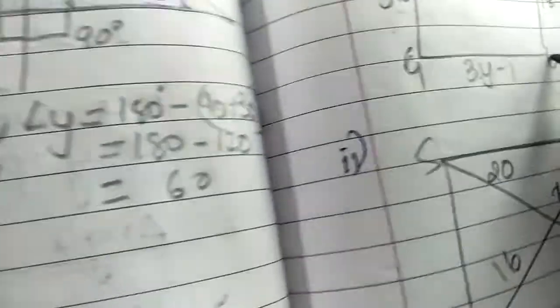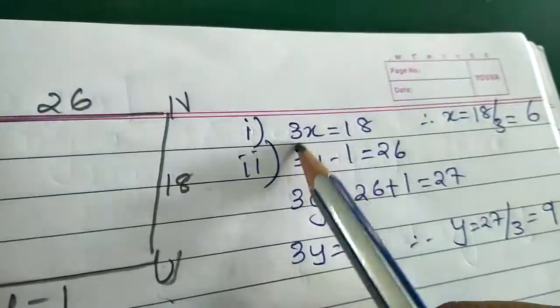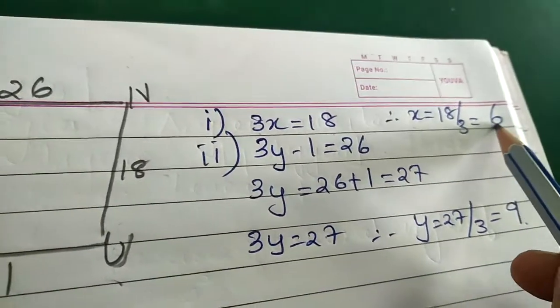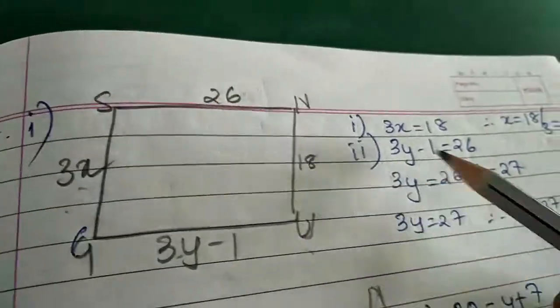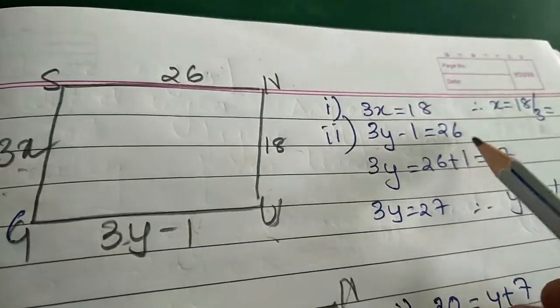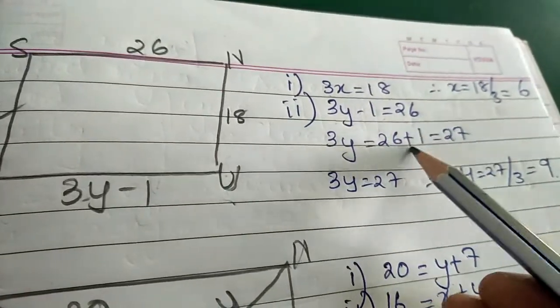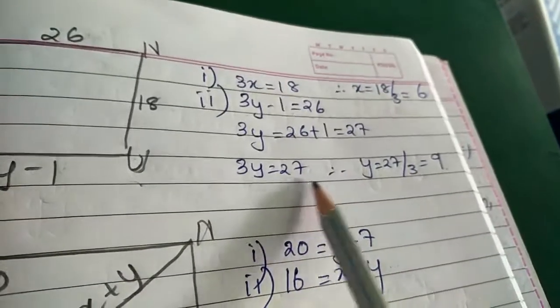So 3x is equal to 18. That is our first equation. So x will be 18 upon 3, which is equal to 6. The second equation, these two opposite sides are equal, so 3y minus 1 is equal to 26. So 3y is equal to, if we transpose this side, 26 plus 1, that is 27. So y is equal to 27 divided by 3, which is equal to 9. Now we go to the next figure.